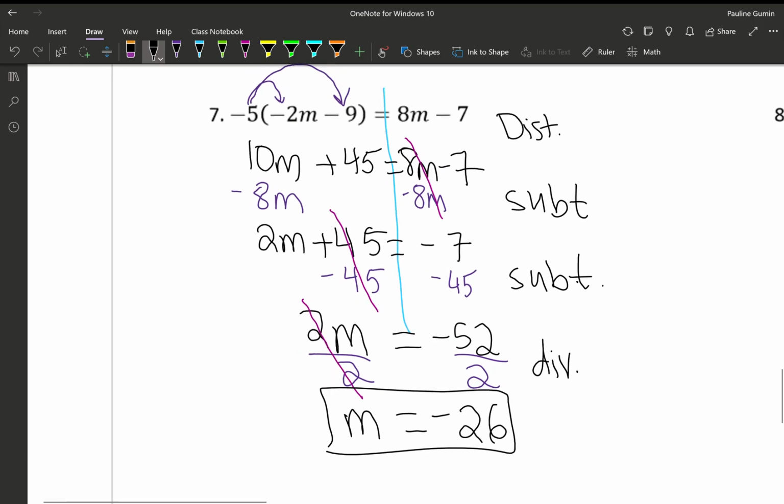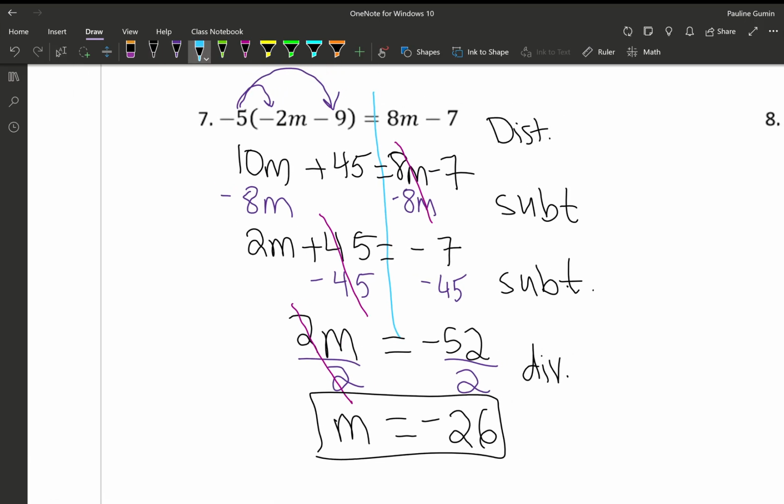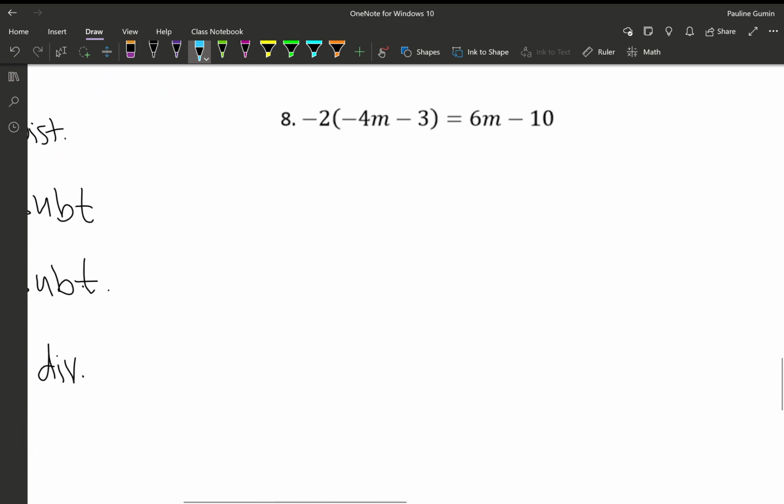All right, that was a pretty long one. But honestly, it was the same steps as what we were doing before. It was a multi-step because we did have to distribute and then we did have variables on both sides. But you know, we got through it. Let's do this one more time for number 8.